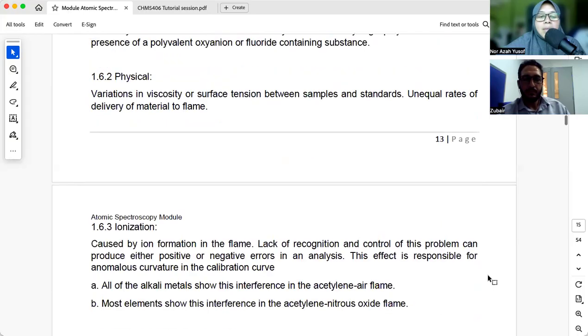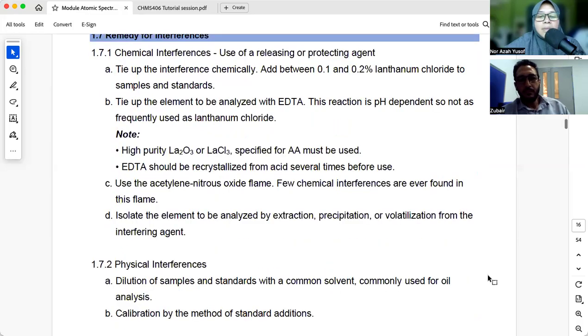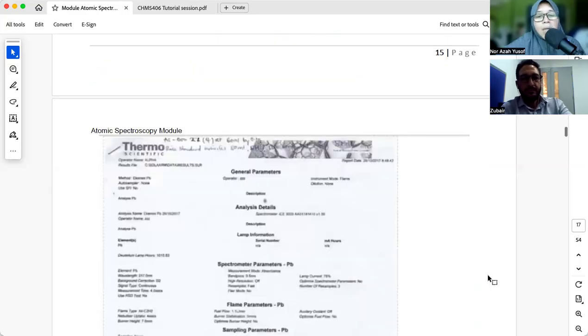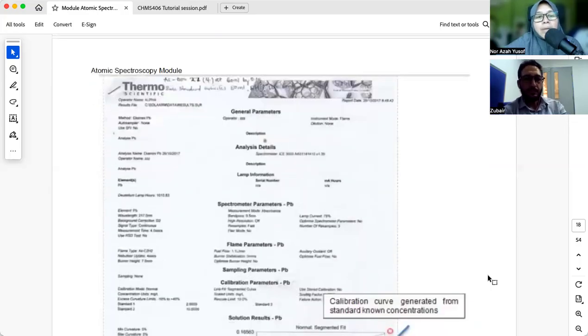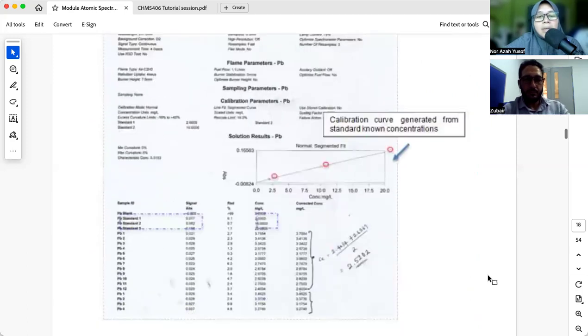We have done the interferences, we discussed them last week, so I'm not going to discuss them again. So this is the reading from the AAS, Thermo Scientific. So you can see these are the results. The first 3 solutions are the standards that have been prepared, so that the calibration plot can be generated. So if you prepare a wrong standard, then you get a wrong calibration.